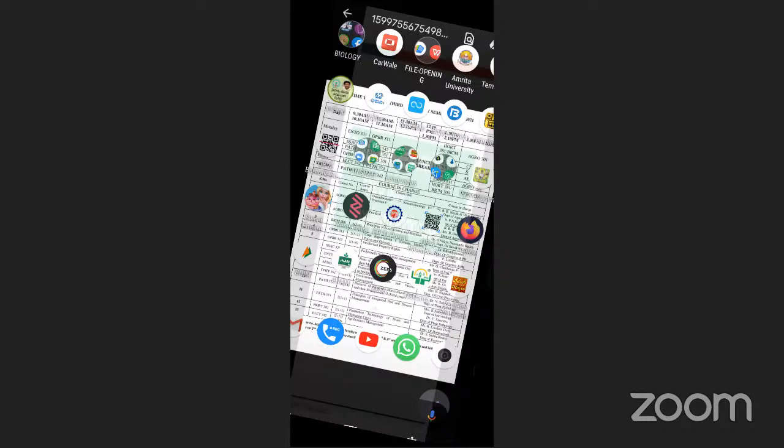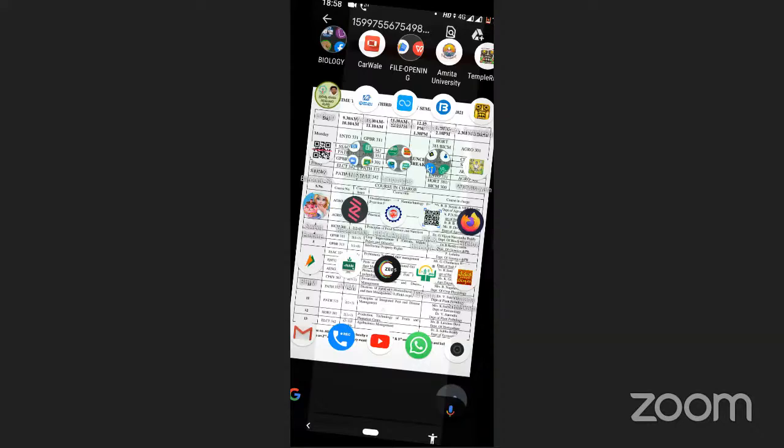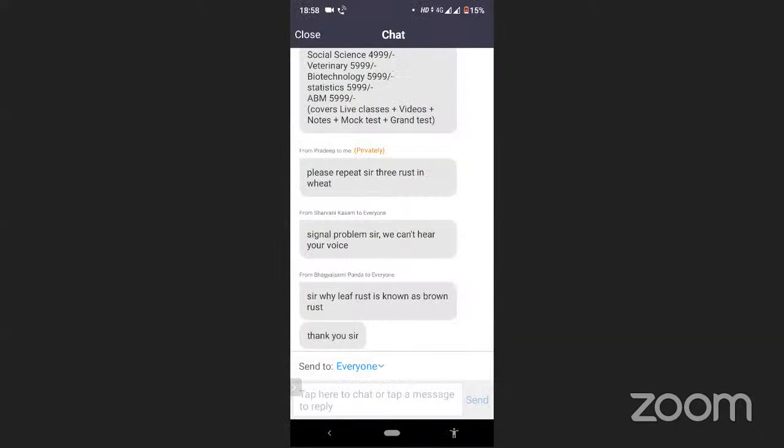Some of the students are asking to please repeat the three rusts in wheat. We are going to discuss the diseases in the wheat crop. At that time, we will clearly differentiate between stem rust, brown rust, and stripe rust. How could you identify and differentiate all these three rusts? We will discuss that in the diseases of crop plants.